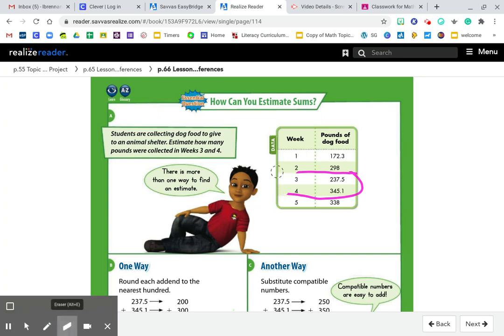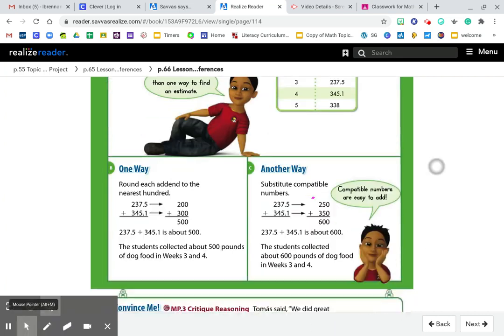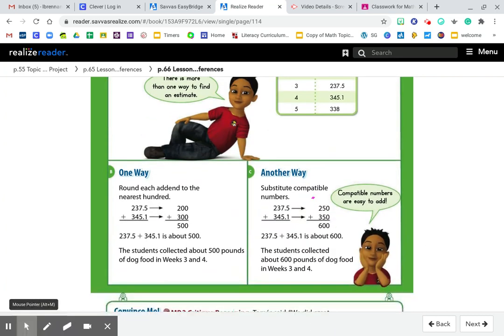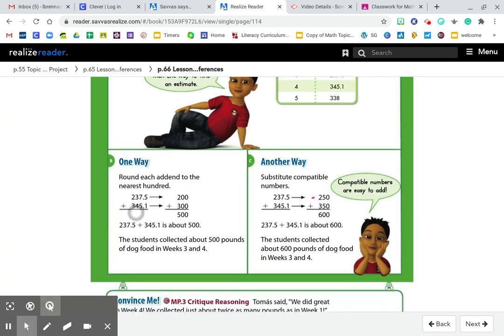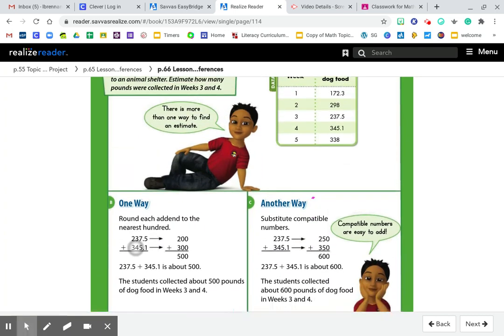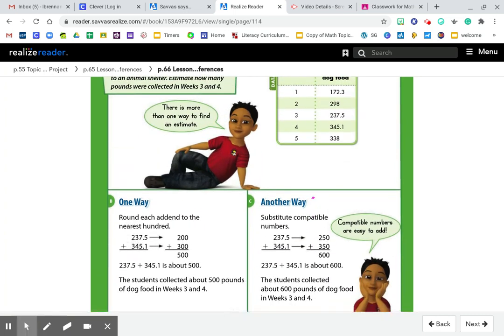So we're focusing on week 3 and 4. Keep that in mind as I move my page up. One way is, let me get that on there, round to the nearest hundred. So we're rounding to the largest place value, which is in the hundreds place, and we did that on the previous page.